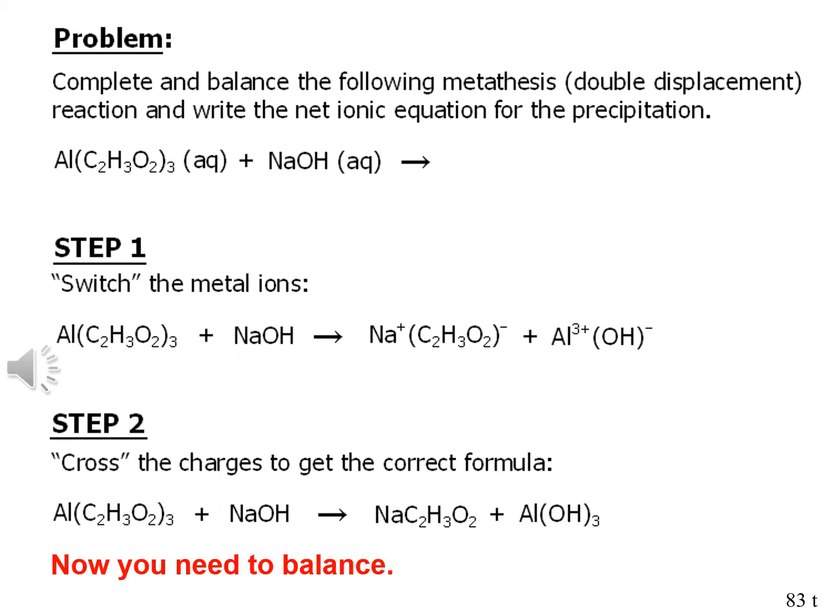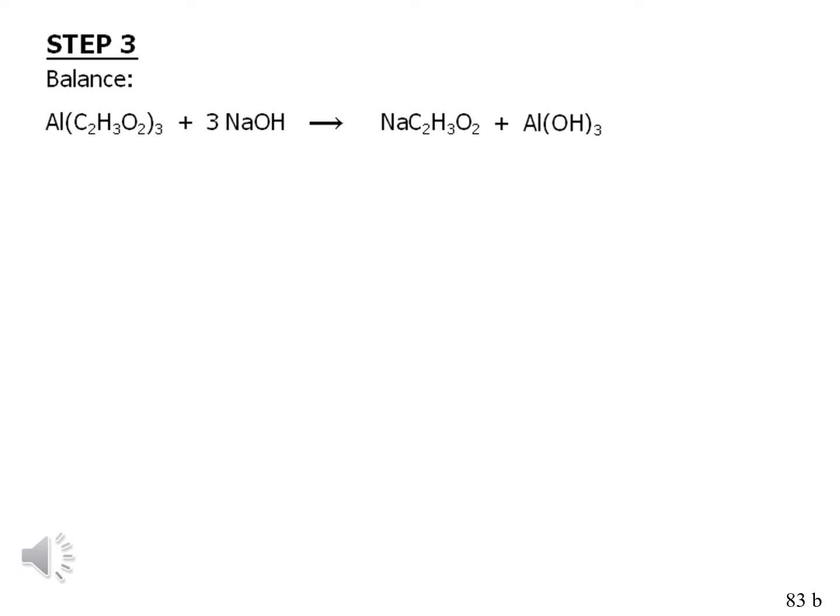The next thing you have to do is balance. I always suggest look at what you crossed, because you crossed a 3 down on the OH, so you're going to have to get 3OH on the other side. So first I put a 3 in front of the NaOH to balance the OH. That gives me 3 sodium, so I need to put a 3 in front of the sodium acetate on the other side, and it is balanced. If you count each of the ions, they're the same number on both sides.